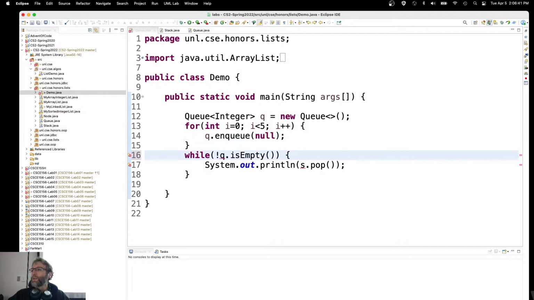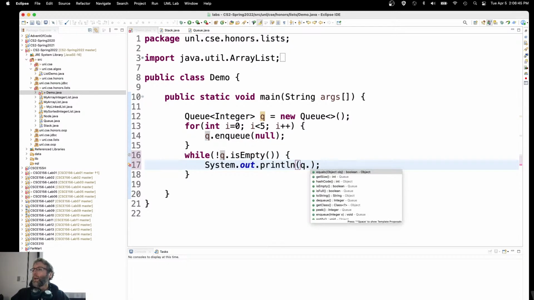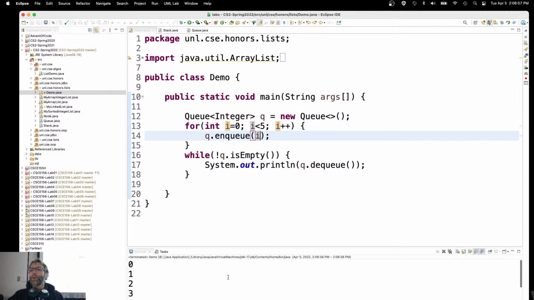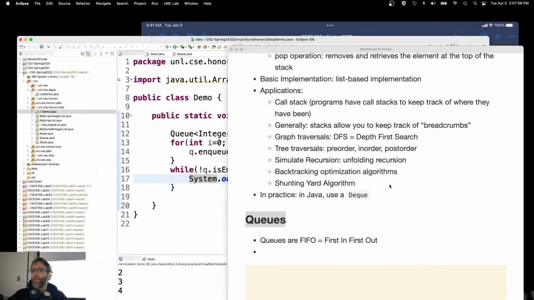And while queue is not empty, then go ahead and queue.dq. Okay? So if I'm putting in i here, sorry, 0, 1, 2, 3, 4, then what order should I get them out in? 0, 1, 2, 3, 4. Right? Works. Okay? Excellent. So there's my implementation for a queue.